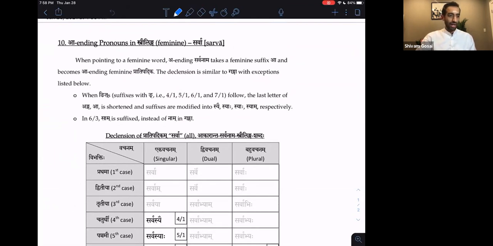So we're just flipping back to our book. Sarvā is, I think, about page 110, somewhere around there in your book. So what we're looking at with Sarvā is ending pronouns, right? A pronoun is something which stands for another noun. We always start with Sarvā.